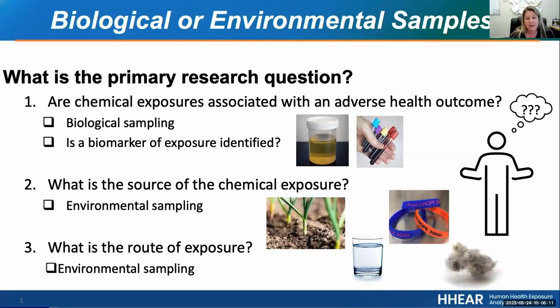Or your question might be, what is the source of this chemical exposure? Or what is the route of exposure? What pathway by which I'm exposed? So these are certainly important questions. If you want to know how to reduce your exposure, mitigate your exposure, you have to know where that chemical is coming from. So these are cases where analysis of environmental samples may be beneficial.